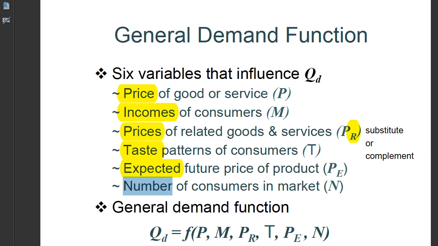The number of consumers in the market also will influence the quantity demanded. More people, more items. So these are the factors that influence the general demand function. And this is the quantity demanded, the point on the demand function for every combination of these variables. Now there might be more variables, but those are the standard ones that we use.